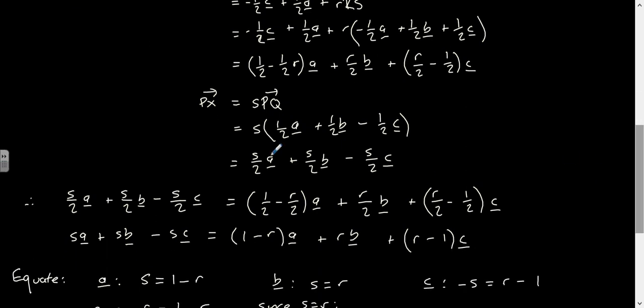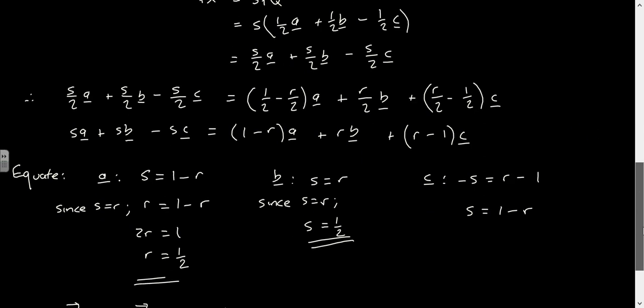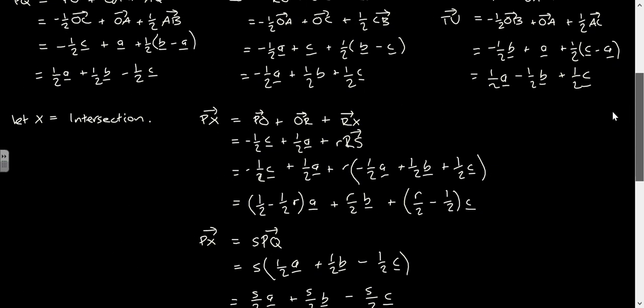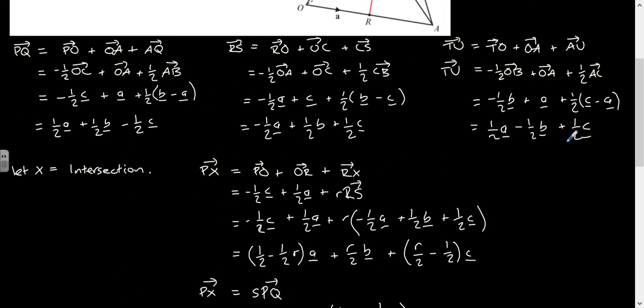And if we look at PX, well, we knew we were going a fraction of the way along PQ, and the fraction of the way along PQ was a half. So that's it, we've proved that PQ and RS bisect. Okay, that's what we've proven. Now we need to go a little bit further because we've proved that 2 lines bisect. We need to prove that the 3 lines bisect. So we're going to have to bring in TU.